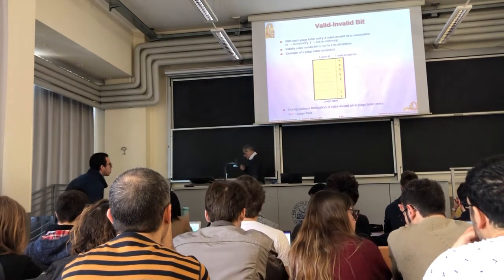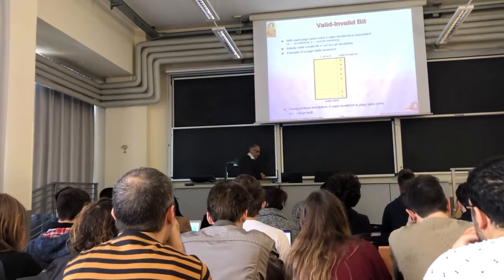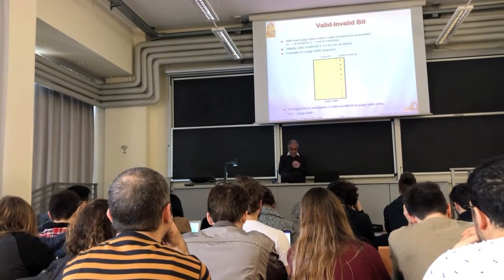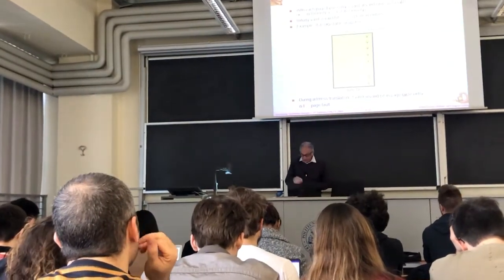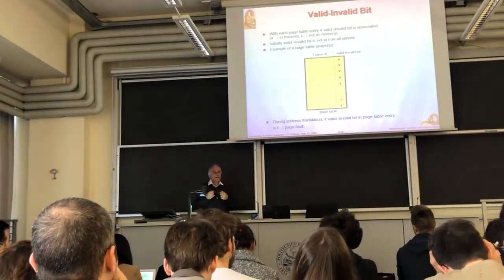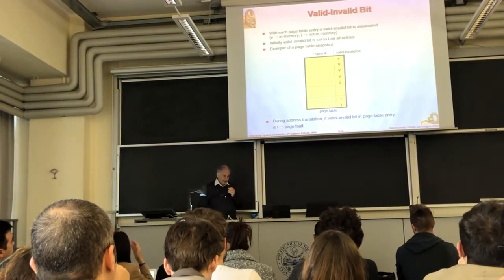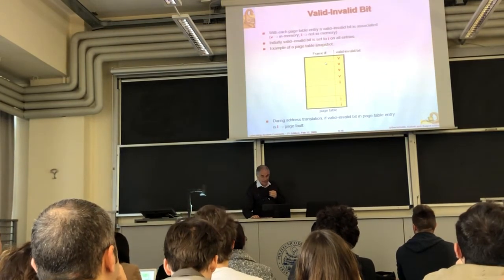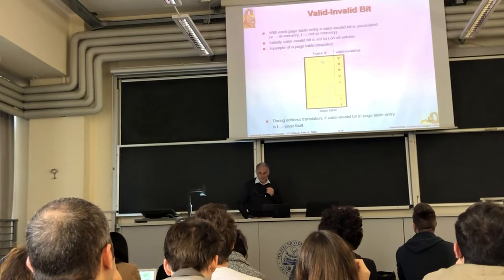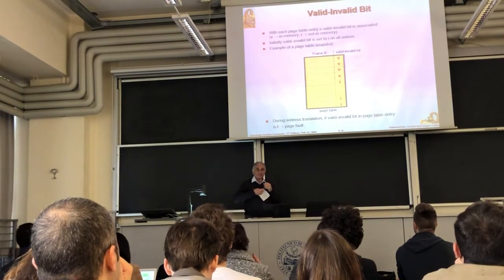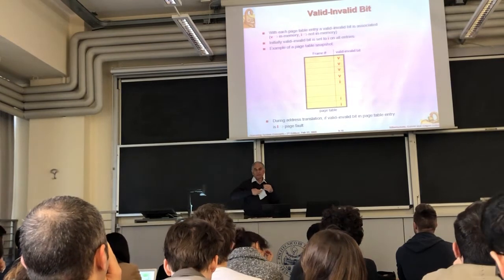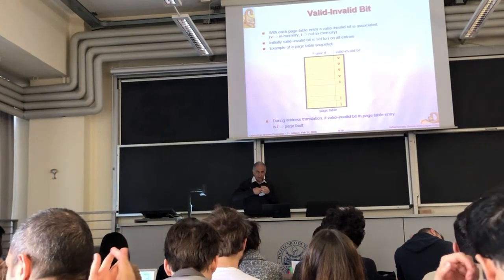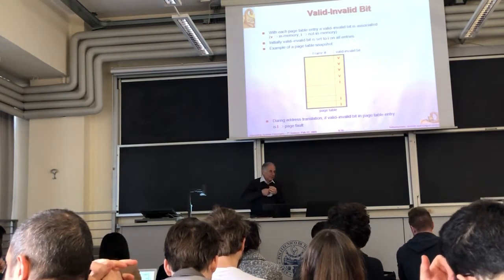Let us restart from this slide. Valid and invalid bit in the page table. Of course, if the bit is valid for an entry, what we have here in this field, which is the mapping done by the page table, is the frame number, okay? So if the page is in memory, here we have the frame number.